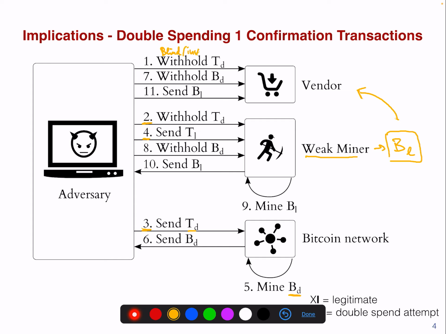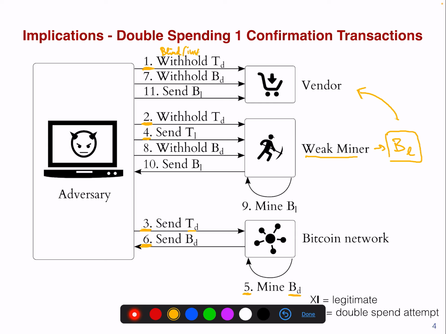So let's restart, right? So we blind the victim from the double spend transaction. Then we blind the vendor from the double spend transaction. We send the double spend transaction to the Bitcoin network, and then we send the legitimate transaction here to the weak miner, right, in step 4. Now in step 5, the Bitcoin network, because it probably has a bigger hash rate than the weak miner we're working with, will mine block BD, and the adversary will receive block BD in step 6.